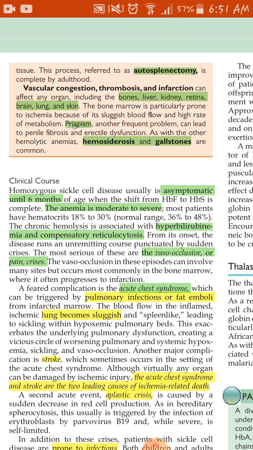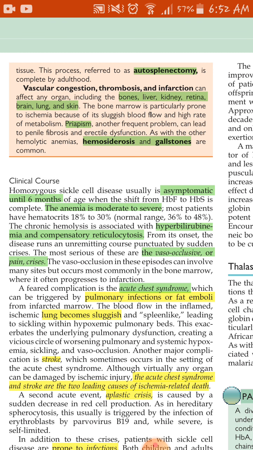There is also priapism, which means painful erection, and there is erectile dysfunction. Because there is constant breakdown of the red blood cells, there is release of iron, so there is hemosiderosis. Also, hemosiderosis occurs because there is excessive absorption of iron from the GIT, because there is deficiency of iron due to excessive breakdown of the red blood cells.